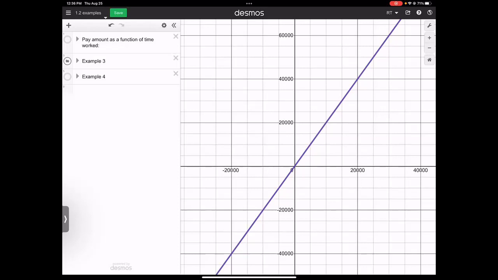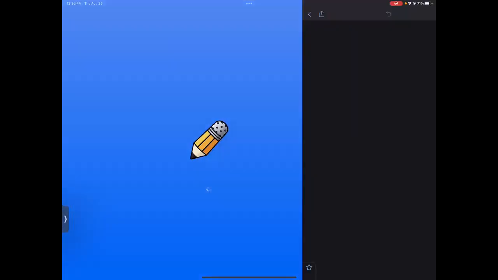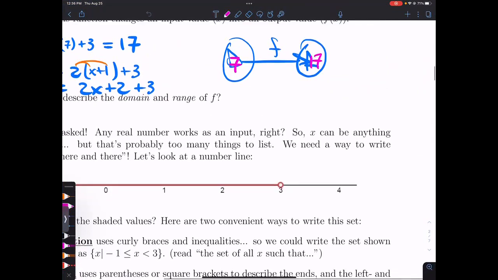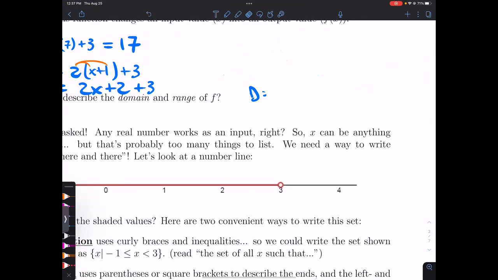Yeah, I mean, kind of the same thing, right? If you're drawing it by hand, you'd put little arrows at the end of the line, right? To show that it keeps on doing what it's doing. Okay, so the domain and range of this, I might say something like it's all real numbers.